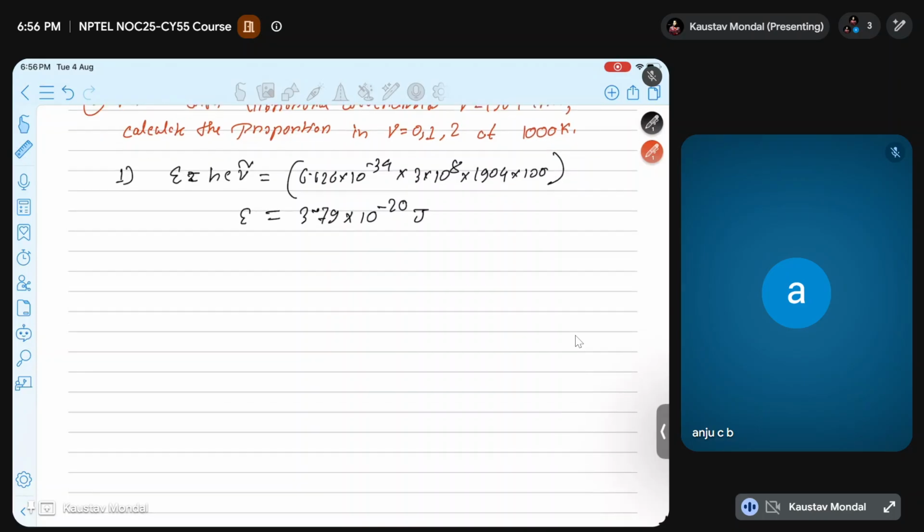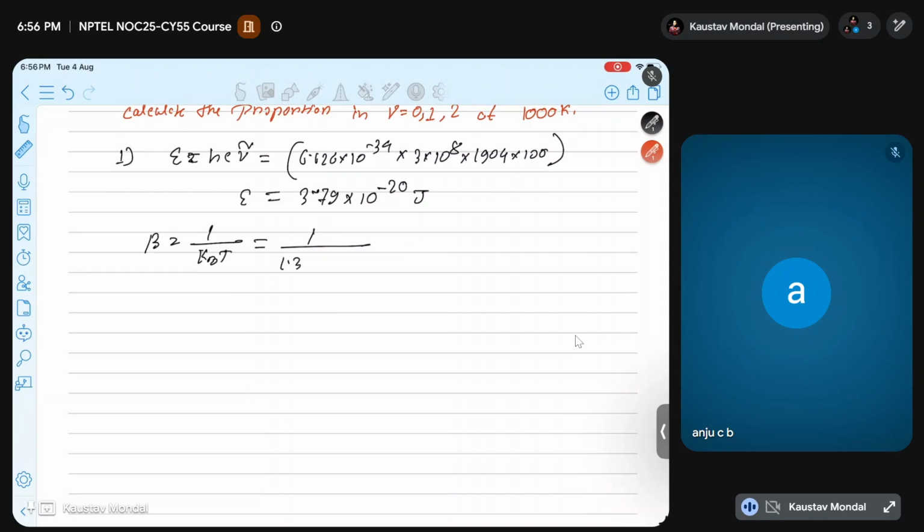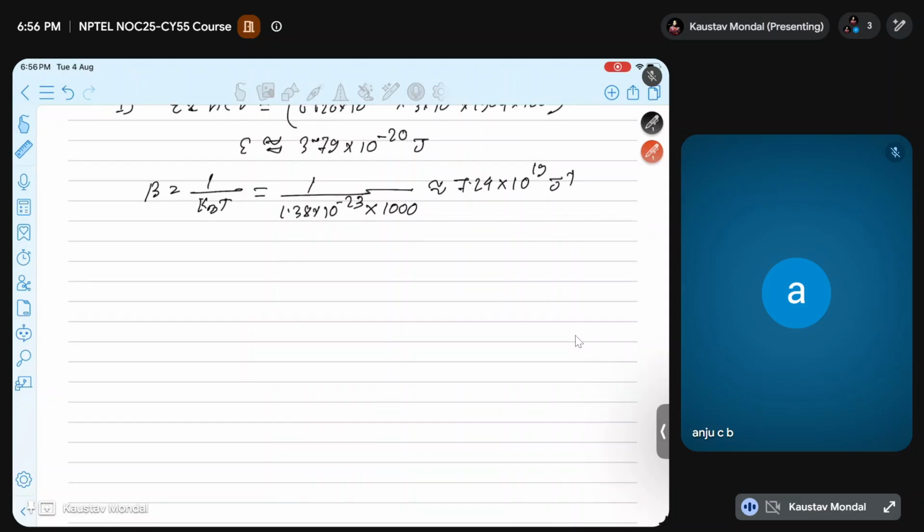This is the E. The second thing that needs to be calculated is beta, that is 1 by k B T. Here T is higher, 1000 Kelvin. So if you calculate 1.38 into 10 to the power minus 23 into 1000 Kelvin, it will give you roughly 7.24 into 10 to the power 19 joule inverse. So we've got these two main quantities.